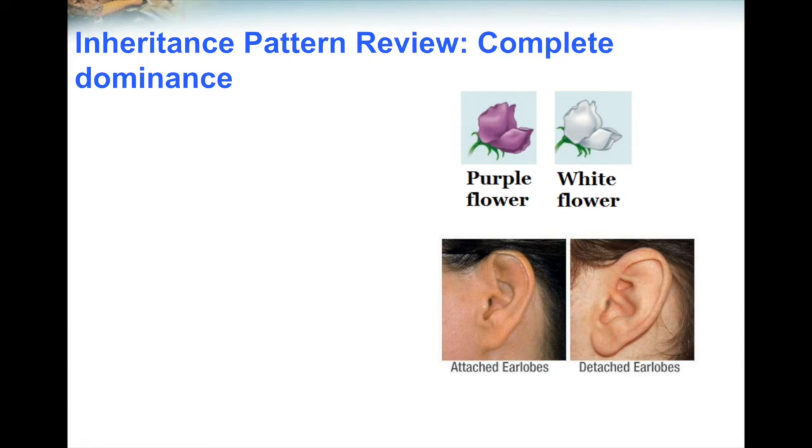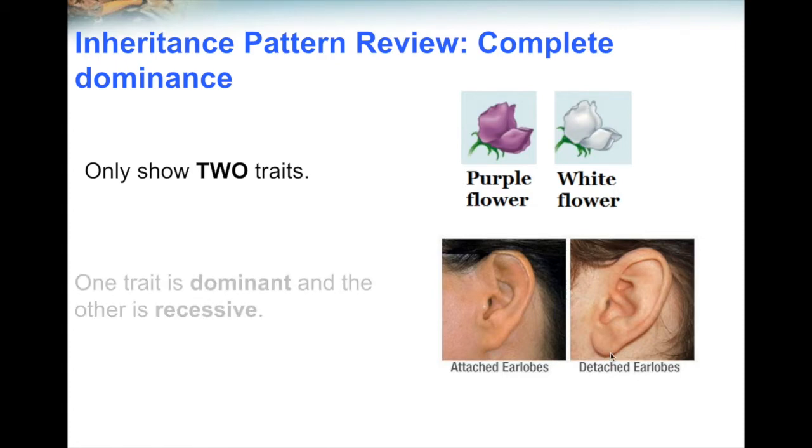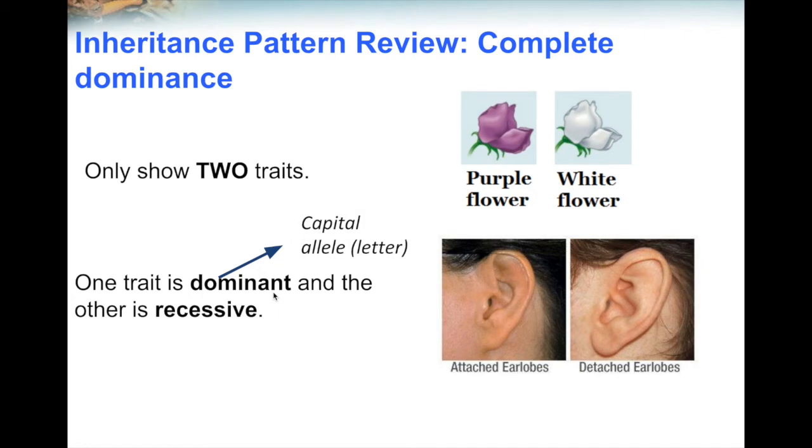And to know if a word problem or a Punnett square problem talks about complete dominance, there's only two traits that you're going to see. So for flower color here, there's only two traits, purple or white. For earlobes, you can have them attached or detached. And with those two traits, one trait is always going to be dominant and one's recessive. Now, if the trait is dominant, it's going to be represented with a capital allele or letter. If you have the trait and it's recessive, it's going to be represented by a lowercase allele or letter.